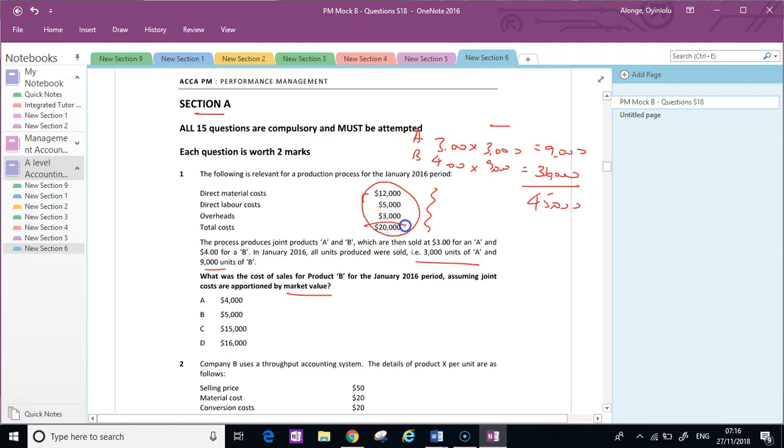So this is our total cost. We could do a breakdown, but of our total cost, what proportion is A? A would take 9,000 over 45,000, so I'm just going to say 9 over 45. And B would take 36 over 45 times 20,000. The question is for product B, which is what we're looking for, so what is 36 over 45 times 20,000, and you will arrive at 16,000. Right? So that's the first one.